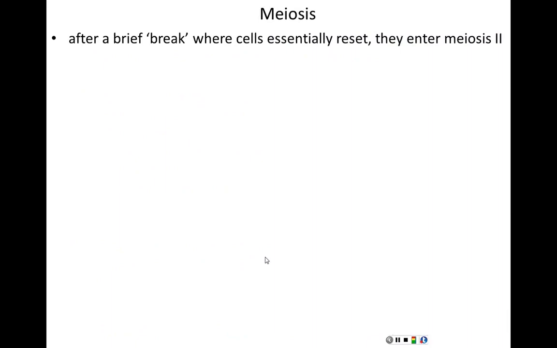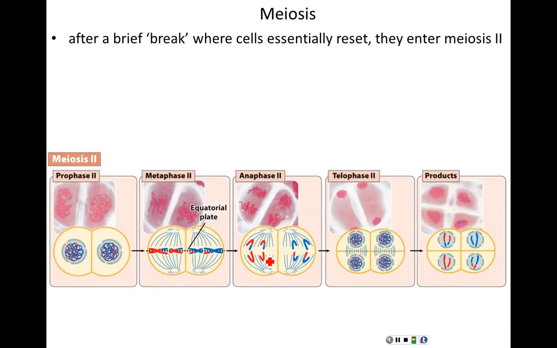Cells take a brief break. They essentially reset. Actually, the DNA decompacts and then begins to recompact. Cells then enter meiosis 2. Meiosis 2 is almost identical to mitosis. Very little to discuss here.